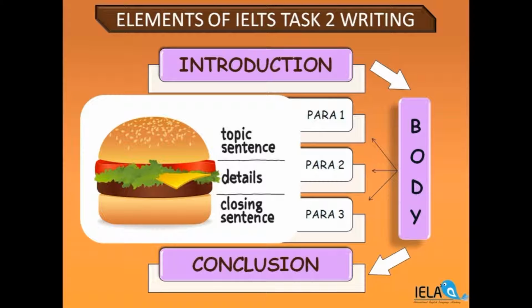In the same way, the complete essay should also have a main topic sentence, which comes in the introduction. Details, obviously, will come in the body, and the closing sentence would be the conclusion.